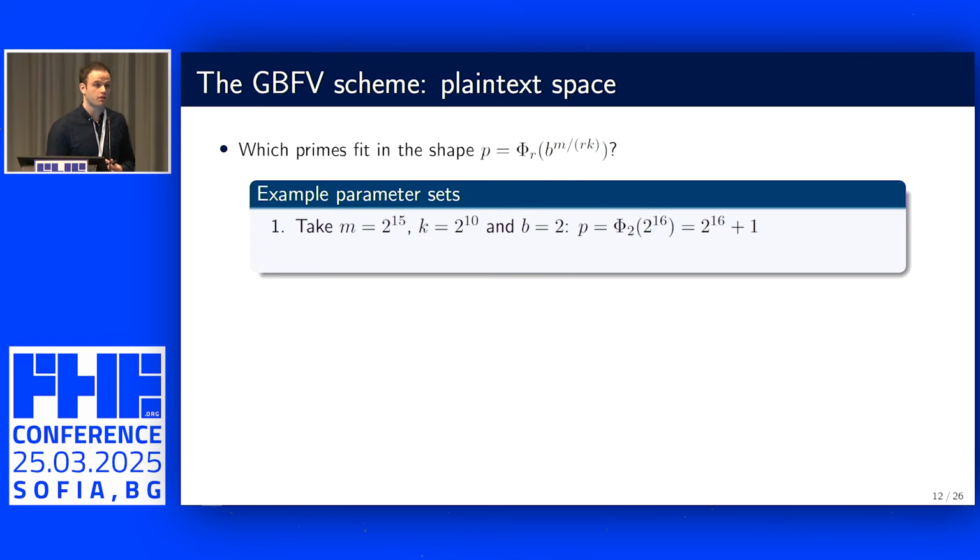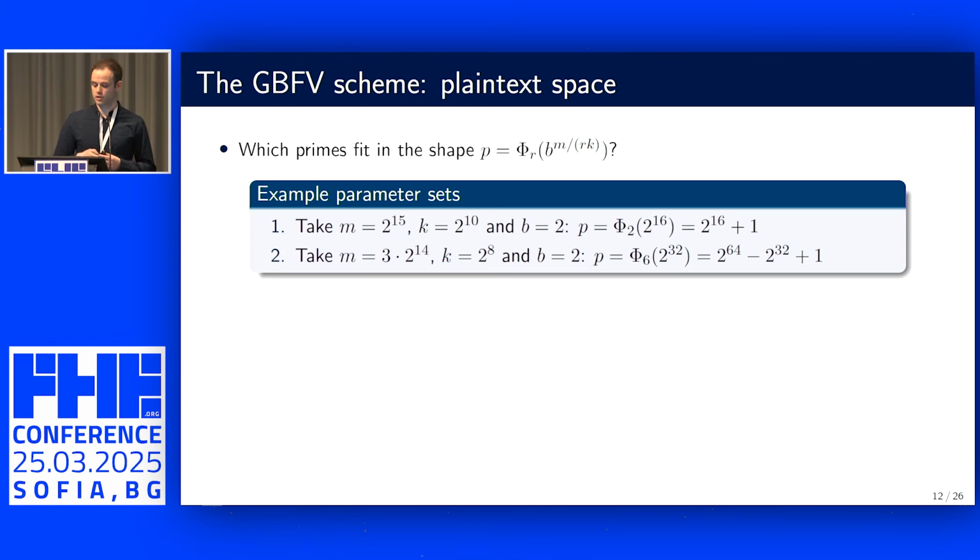Again, let us consider a couple of examples, in particular which primes fit into this cyclotomic shape. The first example is in the power of 2 case, so where we take m a power of 2. If we plug in these parameters, then we will get a prime which you may recognize. So this is the Fermat prime, often used in FHE to get optimal packing density. Another example is in the non-power of 2 case. For these parameters, we will get another prime that you may recognize. This is our Goldilocks prime, useful in the zero-knowledge application. So it's quite nice that both these primes can already be supported in GBFV.